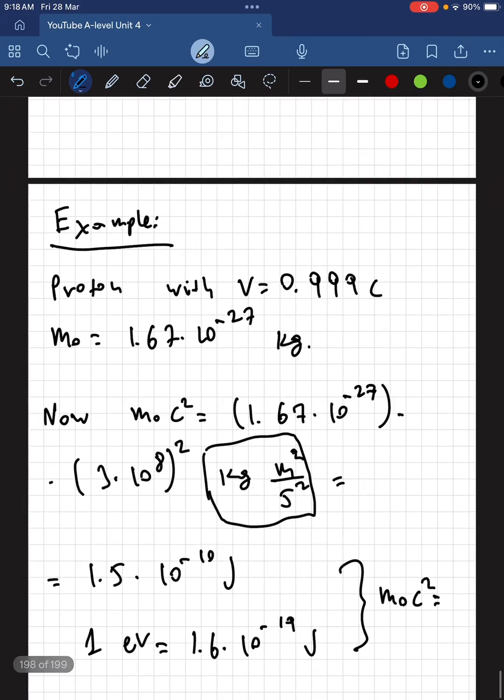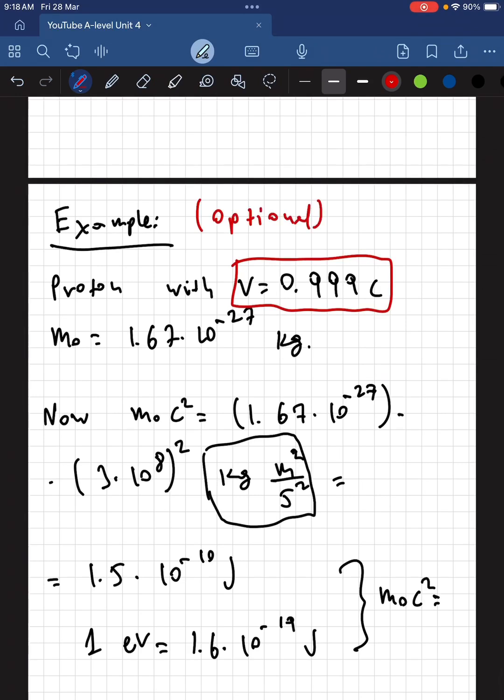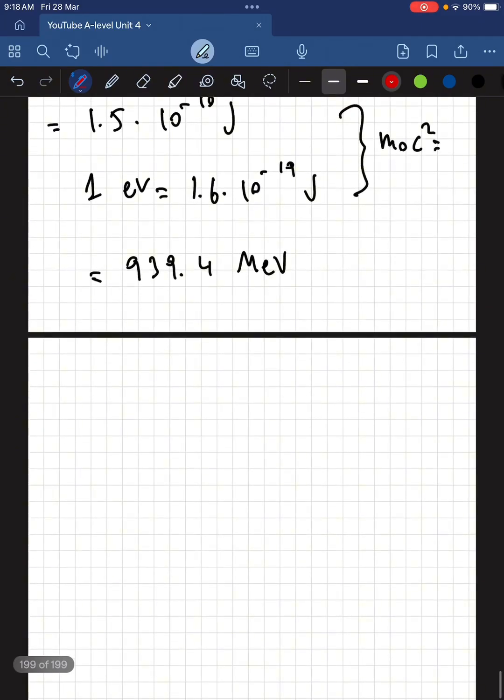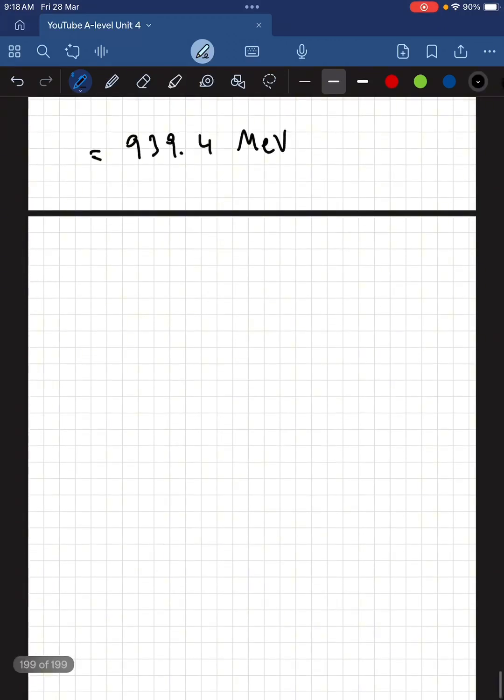Now we accelerate this proton to this velocity. And I forgot to write that this is optional still. This is not something anyone will make you calculate, but I just want to show you why we say that mass increases. So even at rest, it has this energy. Now, let's calculate the gamma factor since it's moving with 99.9% the speed of light.